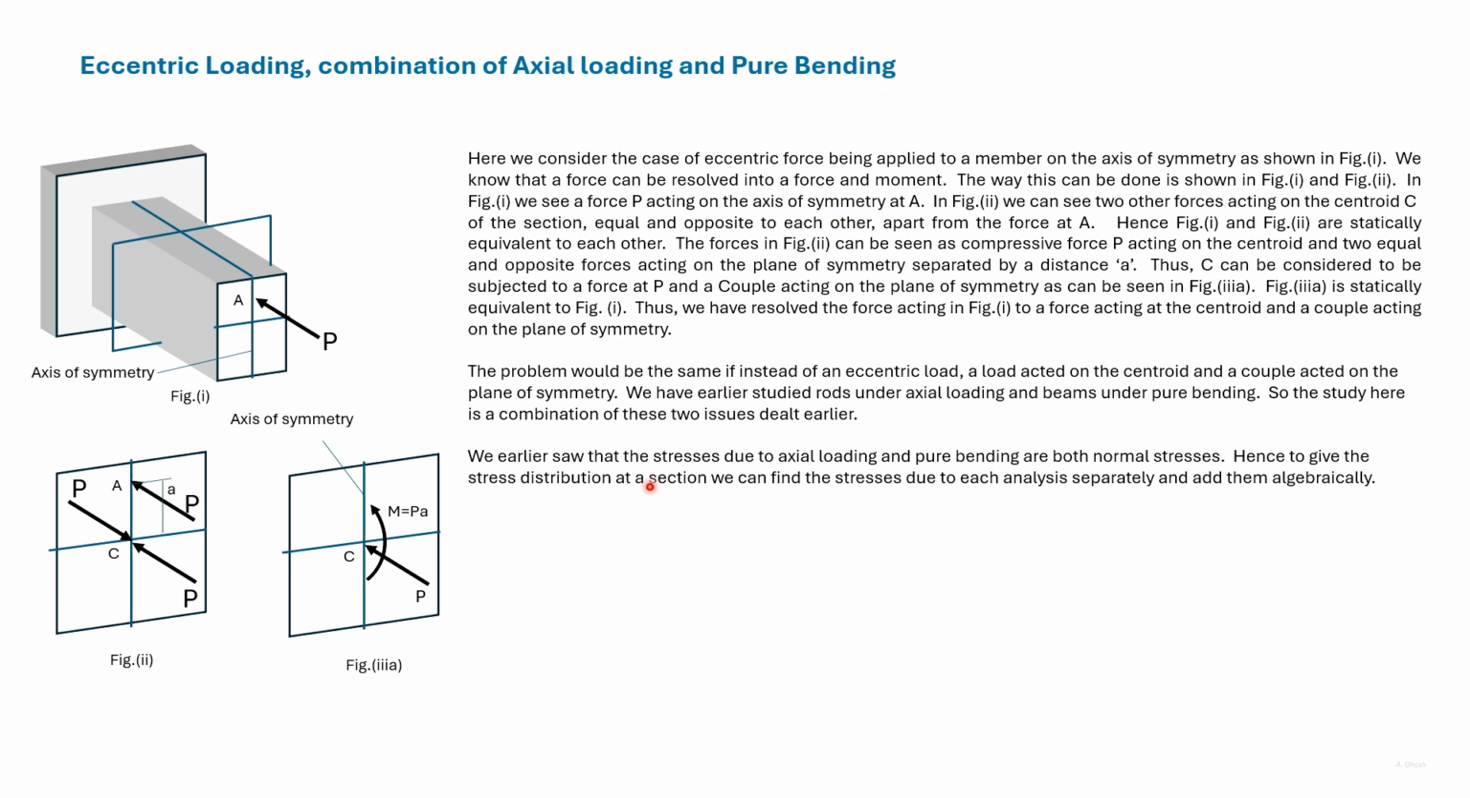Earlier we had considered a bar subjected to an axial force independently, also a beam subjected to a moment independently, as well as circular bars subjected to torque. We had mentioned that these types of forces can be combined, and here is the first combination where we have axial loading and moment acting at the same time on a beam.